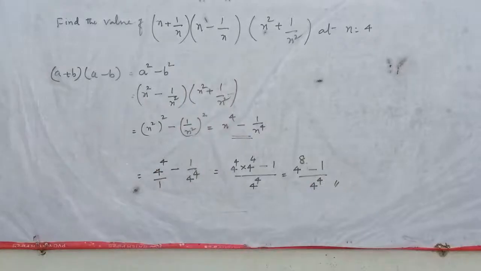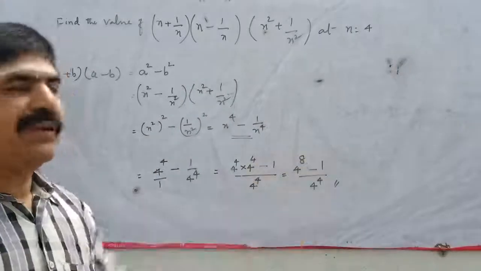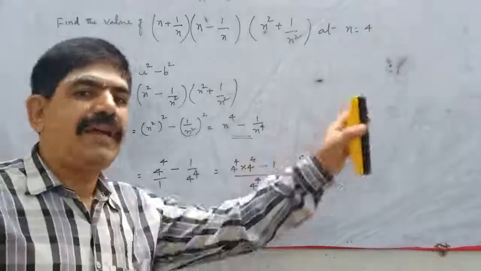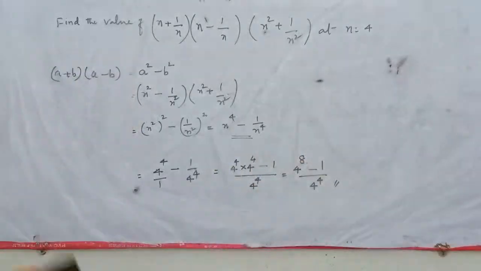Like this we have to find, or we can expand this 4 to the power of 8. How many times 4? 4 into 4 into 4 into 4 into 4 and so on, 8 times. Okay. Thank you.